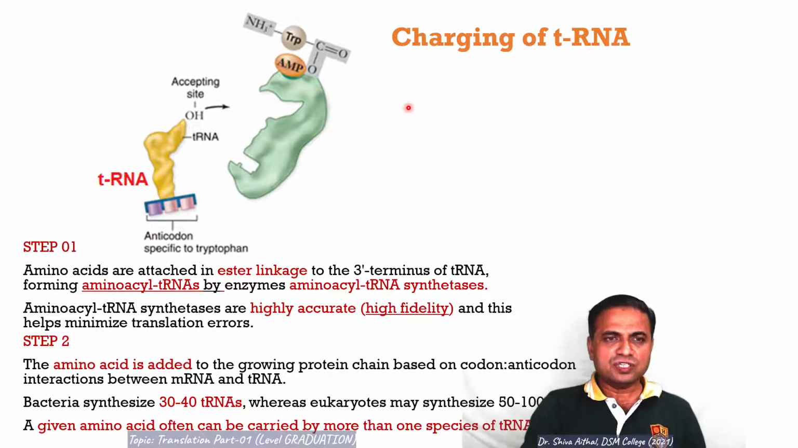So see what happens here, charging of a tRNA. Now this is an L-shaped tRNA molecule, and this is the enzyme. This enzyme is called amino acid tRNA synthetase. Amino acids are linked in ester. Read the slide, you can pause and read.